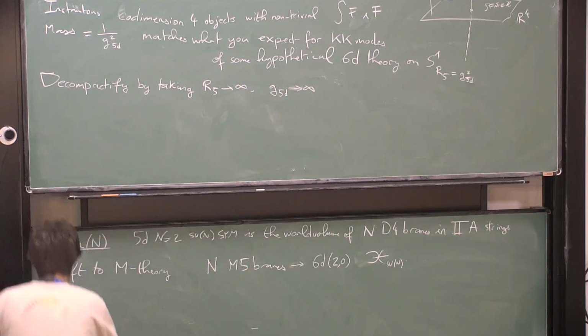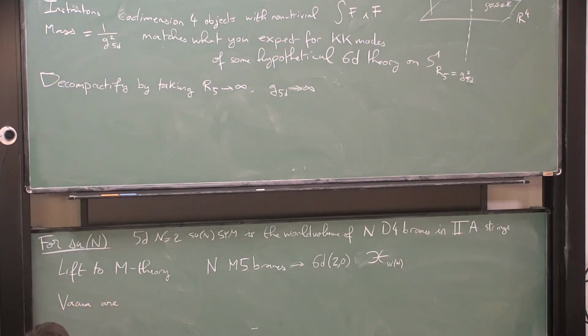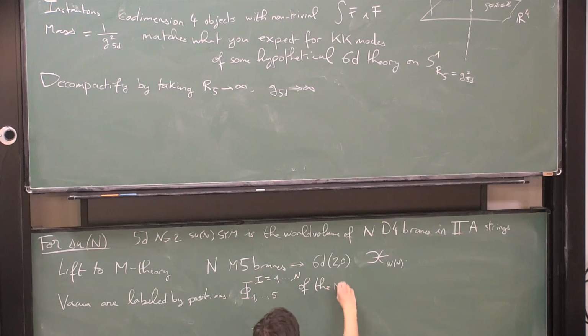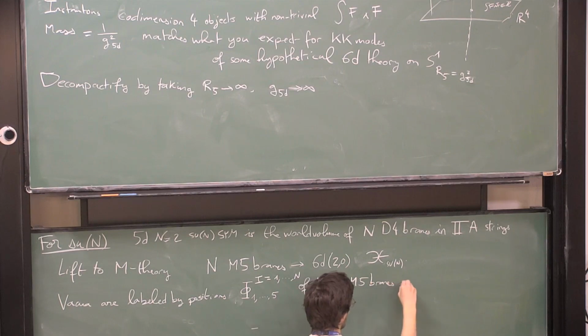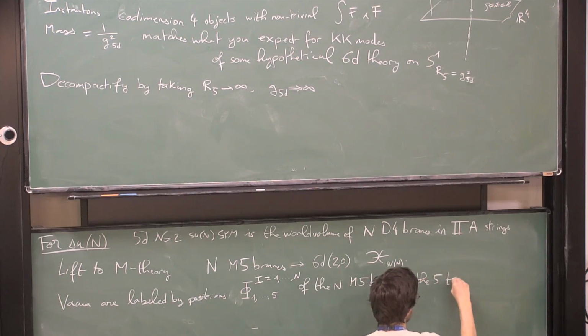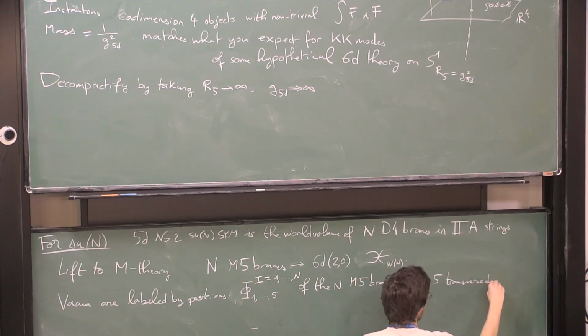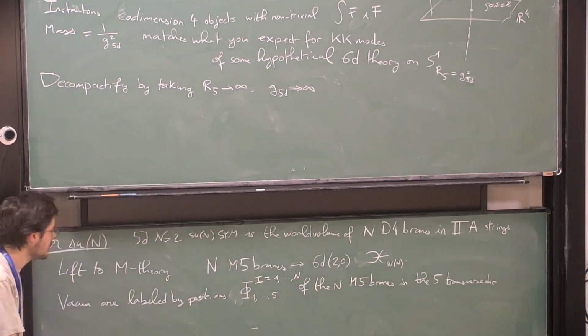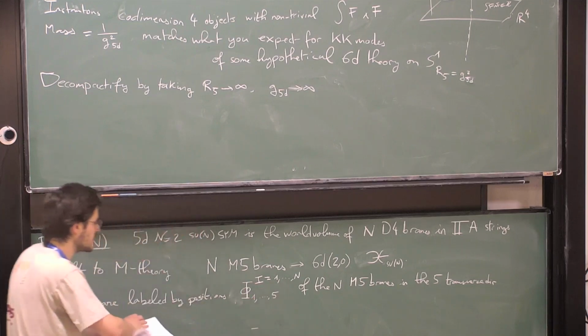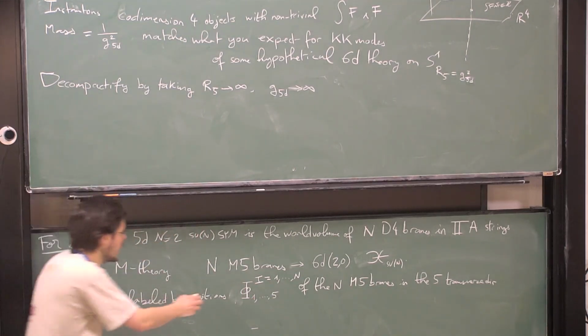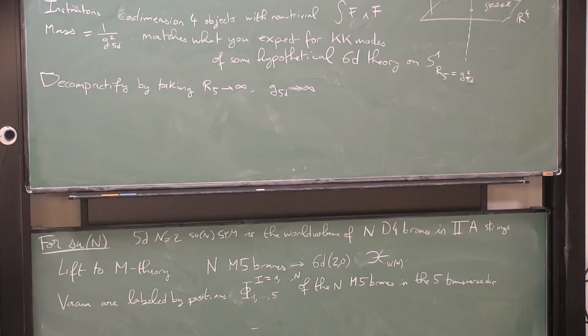But the other interesting thing is that vacua of this theory are labeled by the positions, let's call them phi^I, I from 1 to N, of the N M5 branes in the 5 transverse directions. So this is very analogous to looking at the Coulomb branch of Yang-Mills theories, gauge theories more generally. Here we're looking at what's called the tensor branch in six dimensions, because you're giving a vacuum expectation value to these phis, which are scalars in a tensor multiplet.